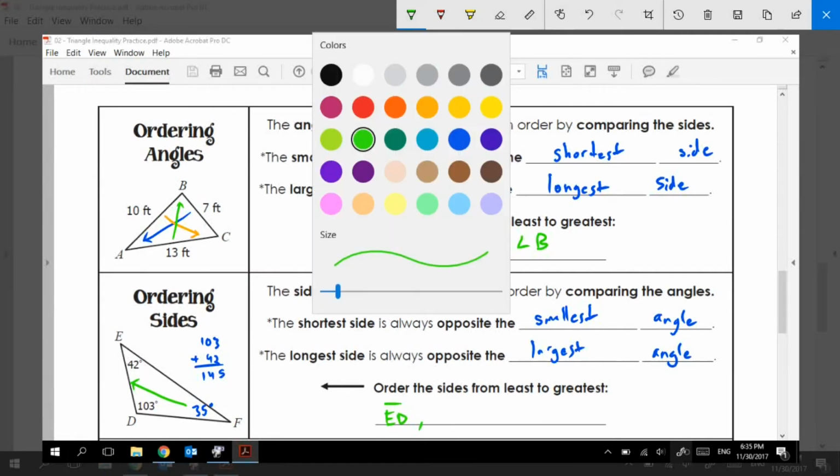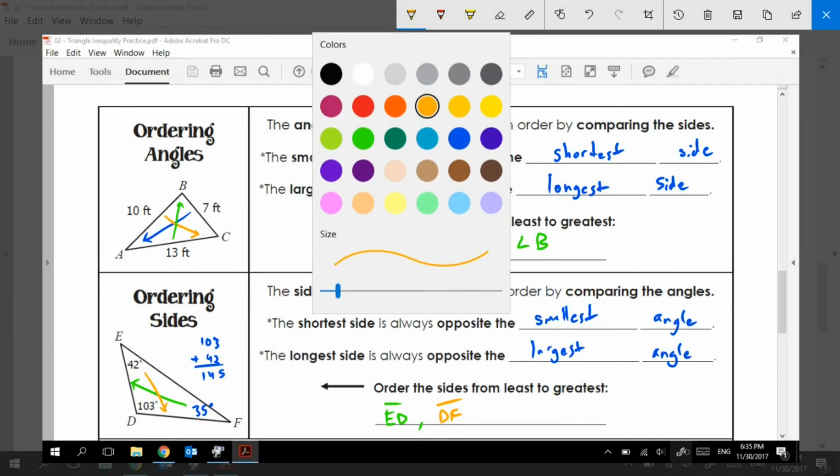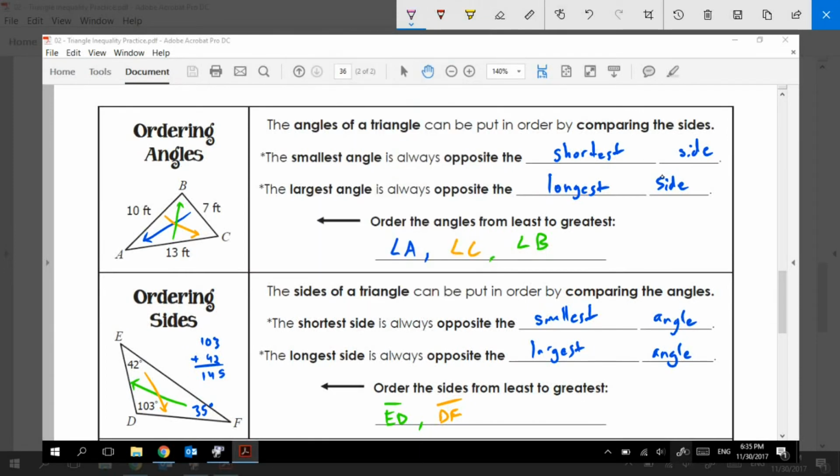Now let's look at the next largest angle. That's 42 degrees from angle DEF. Where's the side opposite of that? Draw the arrow. Boom! Side DF. And lastly, what's the largest angle? That's gonna be 103 degrees. And the side opposite of that is right there, side EF.